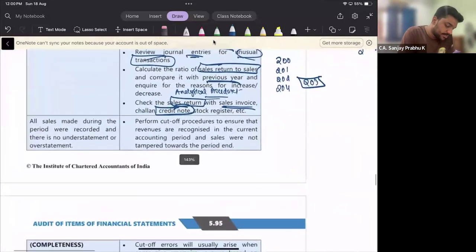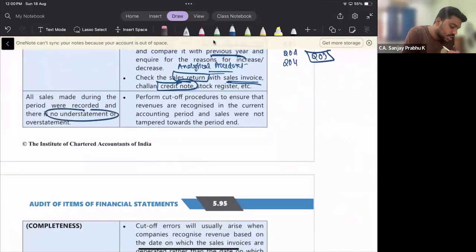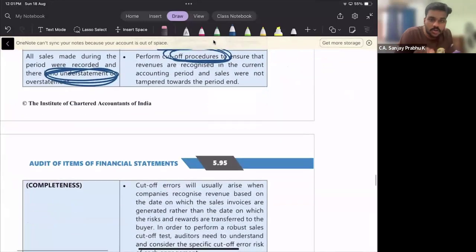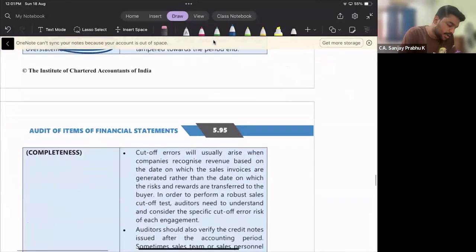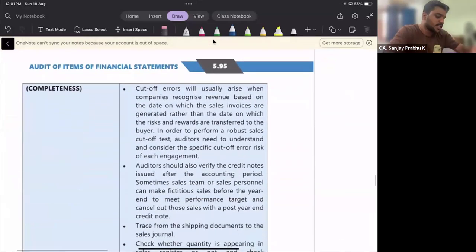Okay, then for ensuring there is no understatement or overstatement, you can also perform cut-off procedure. What do you mean by cut-off procedure? Cut-off procedure means all the transactions have been recorded in the proper period itself. All the transactions were recorded in the correct accounting period. Cut-off errors will usually arise when the companies recognize the revenue based on the date on which sales invoices are generated rather than when risk and rewards are transferred.